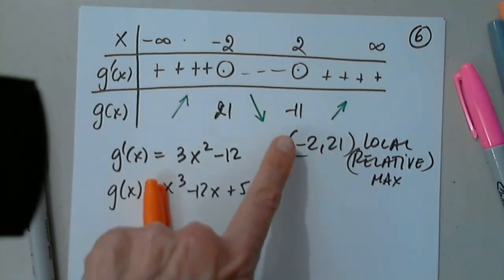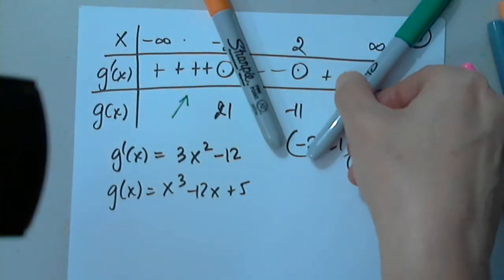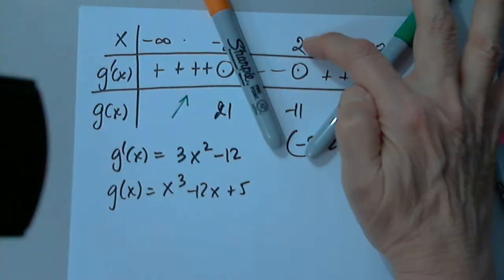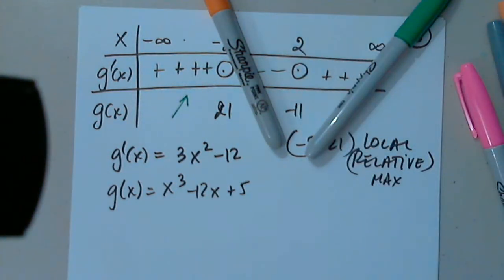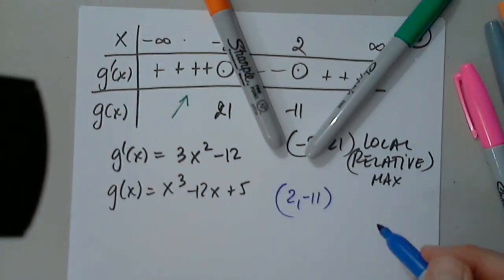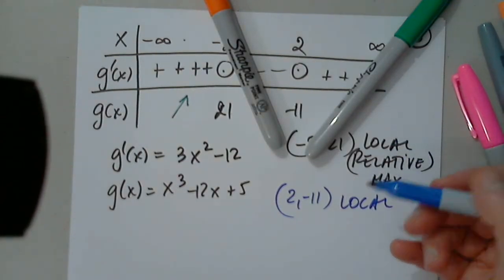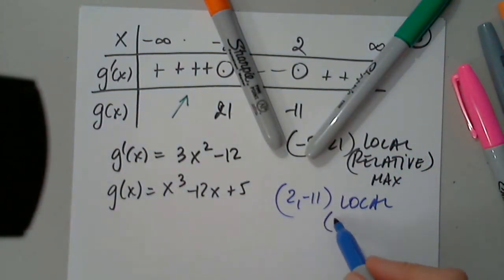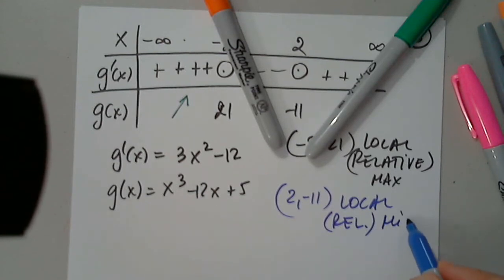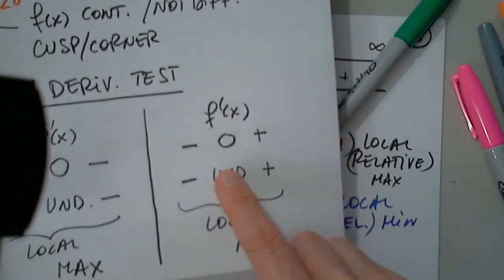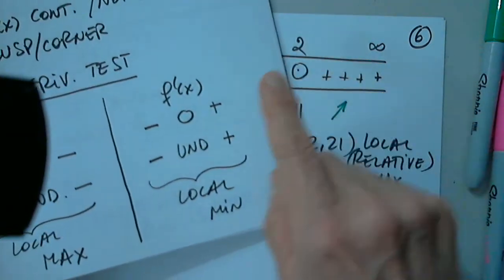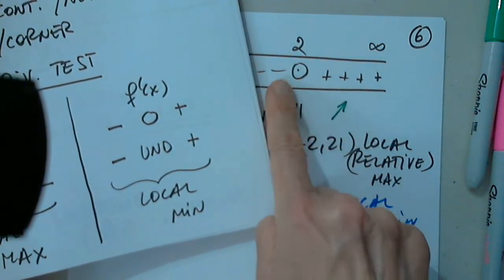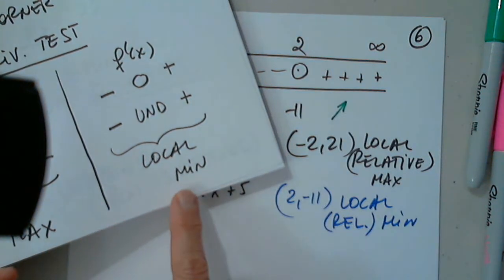Awesome. Now let's identify what's happening here. What type of point is 2 comma negative 11? Local min. So 2 comma negative 11 is a local or relative min. I'm writing both because you may encounter both, so I don't want you to get confused. Why is that? Because it was exactly the other pattern. The first derivative was 0, and it changed sign from negative to positive. So that's a local or relative min.